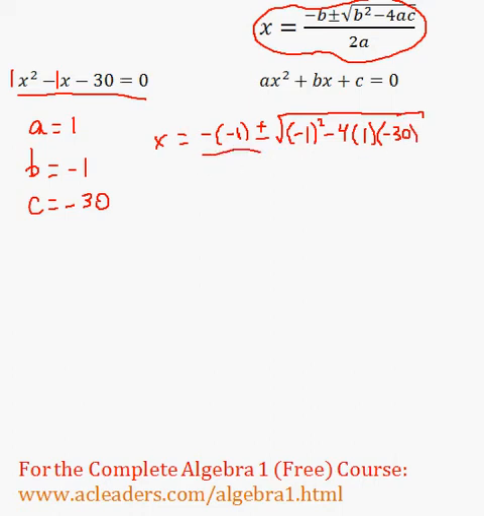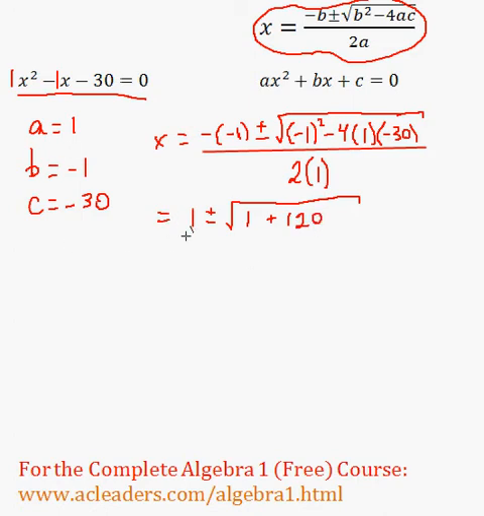All over, and actually let me just make a straight line for our fraction over here. There we go. All over 2a. So 2 times 1. Okay, so now let's simplify everything. Minus negative 1, that's just positive 1, because the negatives cancel out to make a positive. Then we get plus or minus the root of negative 1 squared is just positive 1. Negative 4 times 1 is negative 4. Negative 4 times negative 30 is positive 120. All over 2 times 1, which is just 2.